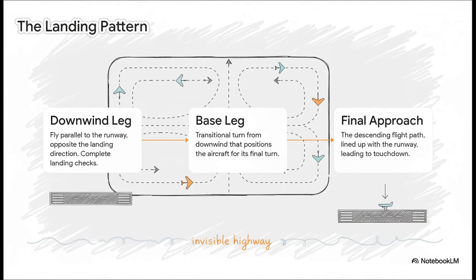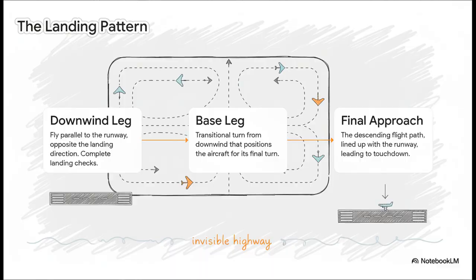So this journey to the runway follows a really precise path. First up, the pilot flies what's called the downwind leg. They're flying parallel to the runway, just in the opposite direction they're going to land. This is a super important time for them to get all their before-landing checks done. Then, they make that 90-degree turn onto the base leg. That gets them set up for the final turn. And then boom, they make one last turn onto the final approach, which is that straight shot descending right down to the runway. And there you have it.